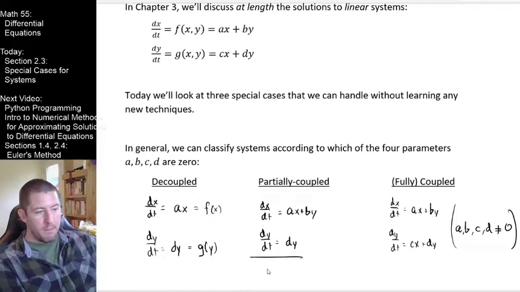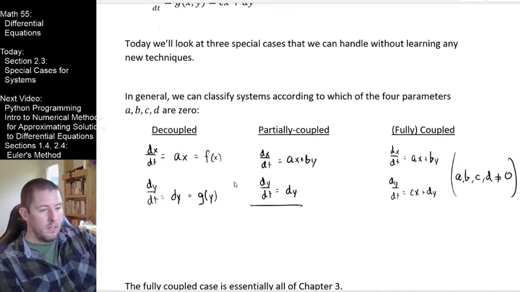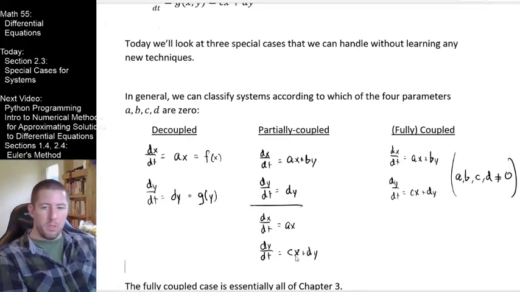Alternatively, the other possibility here would be that our x equation, dx/dt, has only x in it, but maybe our dy/dt equation is the one that's mixed. It has both components, cx plus dy right here. So in this case, I have one easy equation to solve in our first grouping, the y equation, our second grouping, the x equation, and then one that has some interrelationship between the parts.